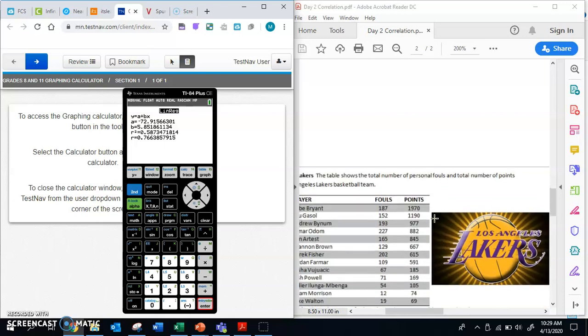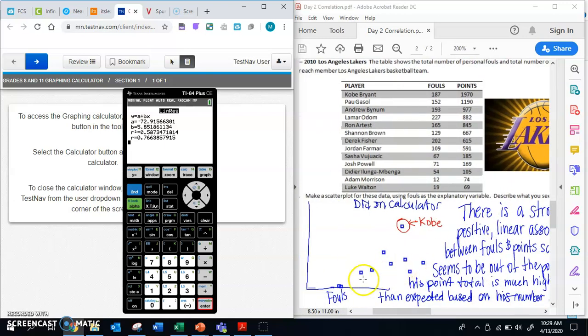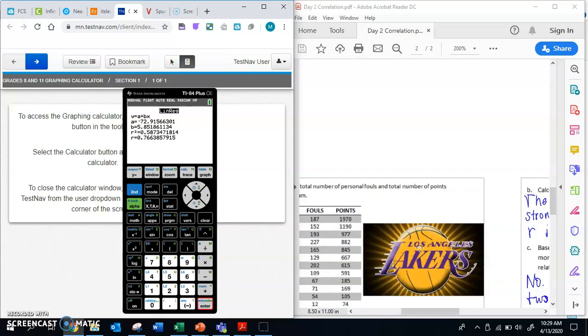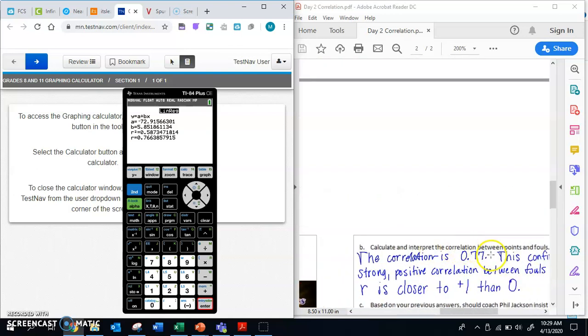So earlier, just by looking at the graph, we said, okay, this seems like a strong positive correlation, and our r value proves that. Since r is 0.77, that's pretty close to 1, we can say, okay, so there is a strong positive linear correlation between these two things, fouls and points scored.